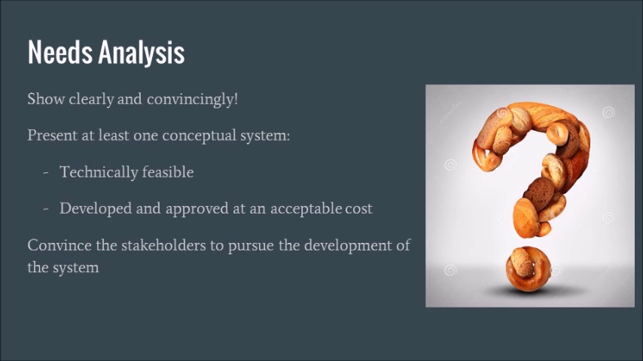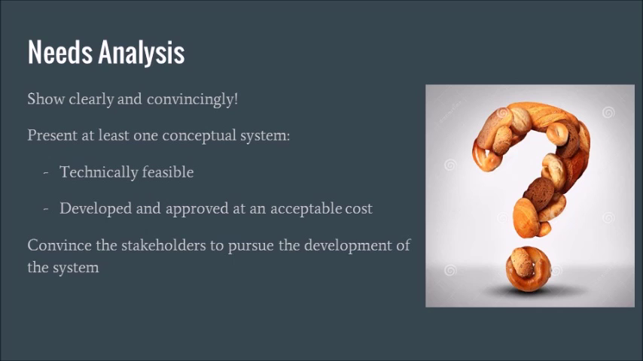The first phase in the system life cycle is the needs analysis. And this phase mostly consists of making sure that the idea you have is an actual need for people and that it'll actually work out in the end. So first, you need to show clearly and convincingly that a valid operational need exists for a new system or a major upgrade to an existing system.